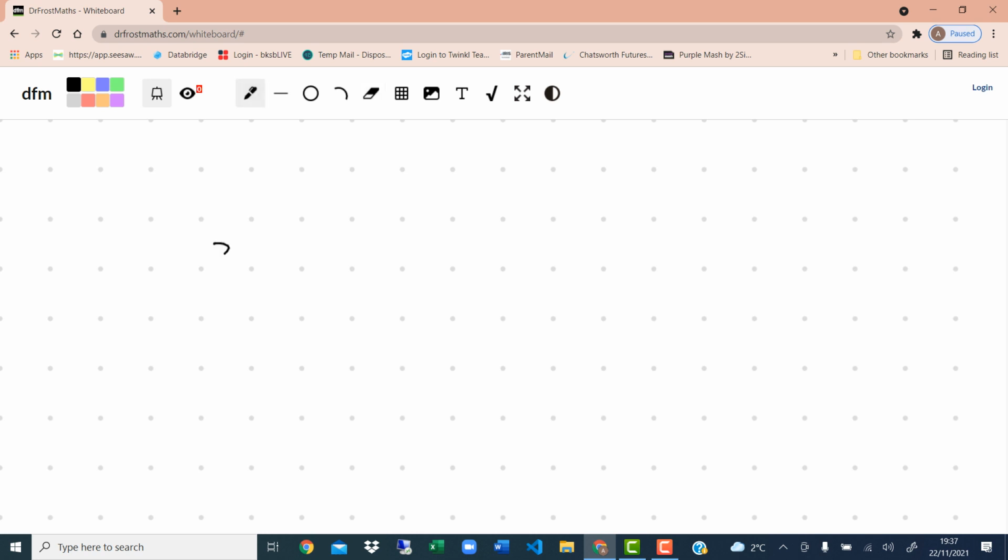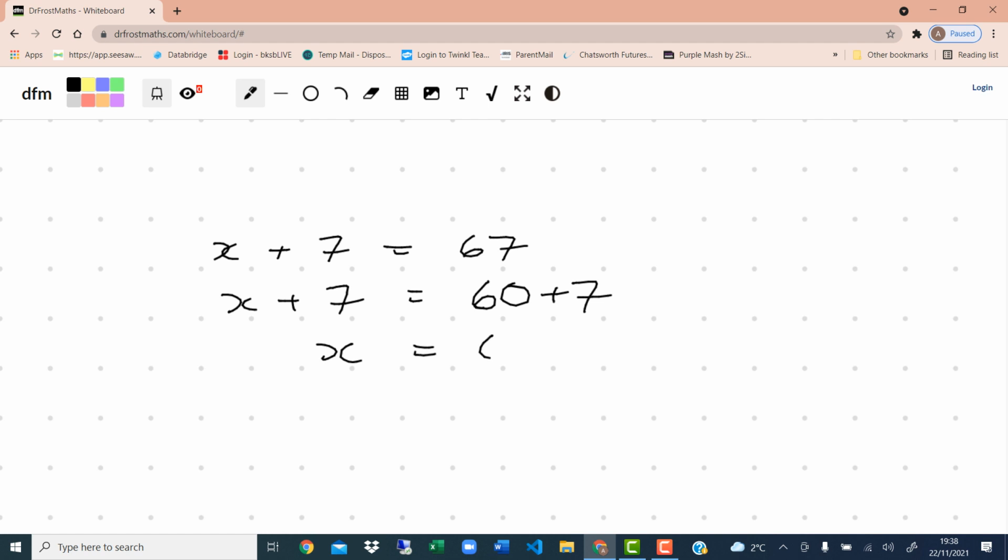Give it another try. Right, this time we'll say x plus 7 equals, let's say 67, just to make it nice and simple. So I've got x plus 7 on one side, I've got 67 on the other. So the x is added to 7, so I want something that I add 7 to give me 67. The answer is 60. So x plus 7 equals 60 plus 7, which is the same as 67. And what I'm effectively doing is taking away the 7 from both sides. So I get rid of the 7 on this side, which gives me x, and get rid of the 7 on that side, which gives me 60. So x equals 60.